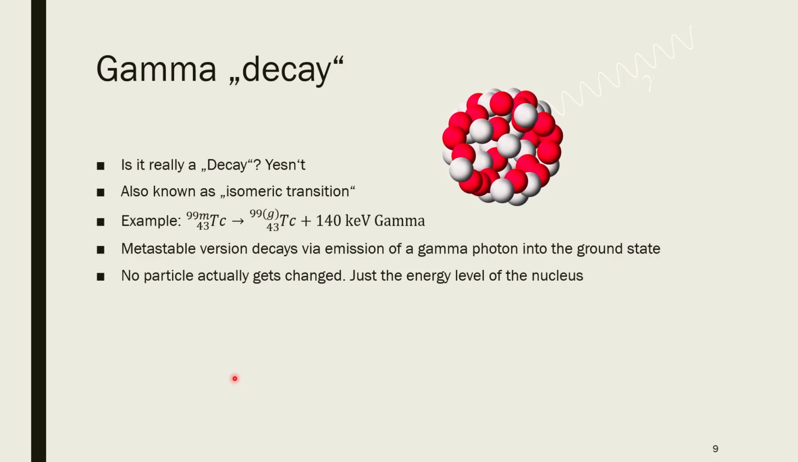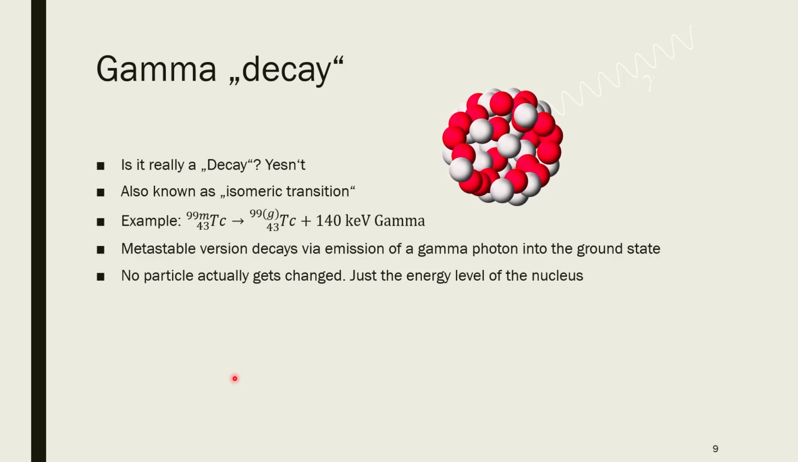Only a metastable version can decay via this isomeric transition, so no ground state of a radioactive element can do gamma decay. Yes, radioactive, a ground state, and metastable. Metastable just means an excited version of the same nucleus, so the element in this case doesn't change. It still is technetium, but it's just a nucleus with less energy than it had before. And yes, there is a ground state, so an energetically most stable state, even for radioactive elements. This is a thing. Okay, I just wanted to get that out.